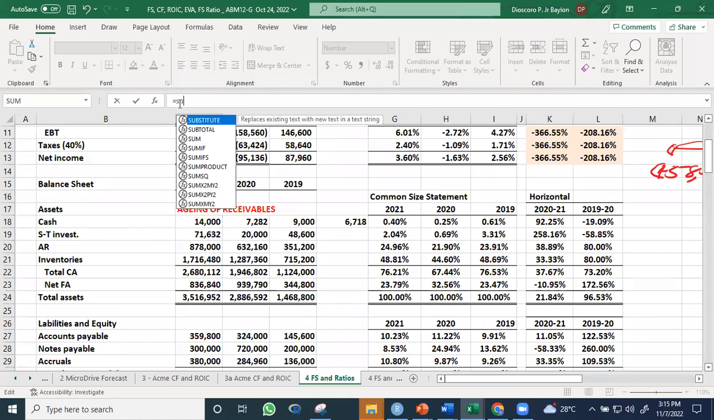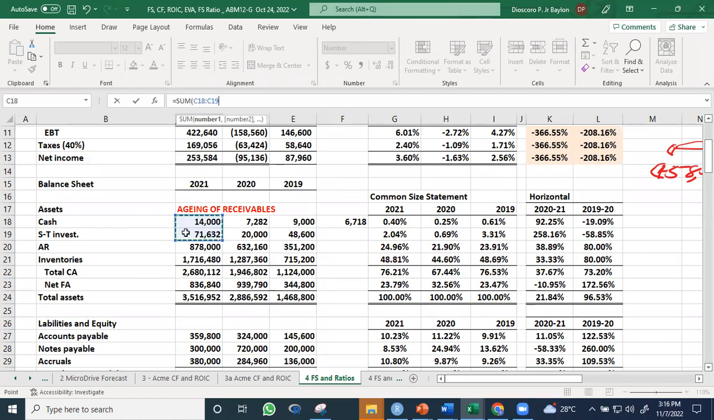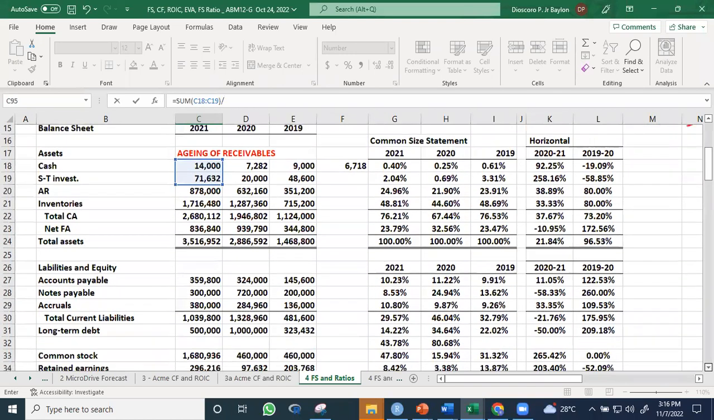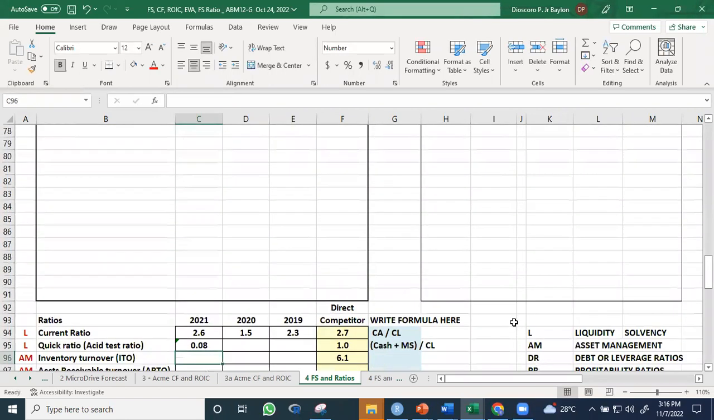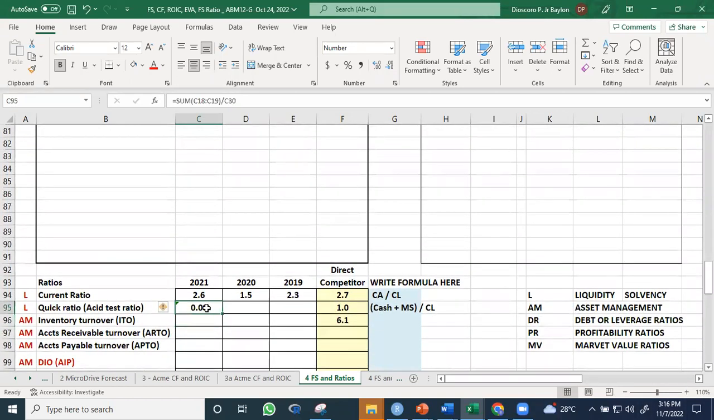So it's all equal to the sum of cash and short-term investments. These two divided by the current liabilities, which is this one. Enter. So let me go here. Copy this.